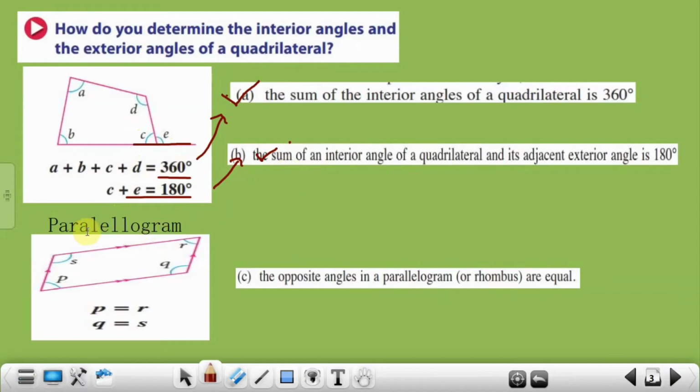Alright. Okay, next we go to parallelogram. The opposite angles will be the same. Okay, means that P will be equal to R and S will be equal to Q.